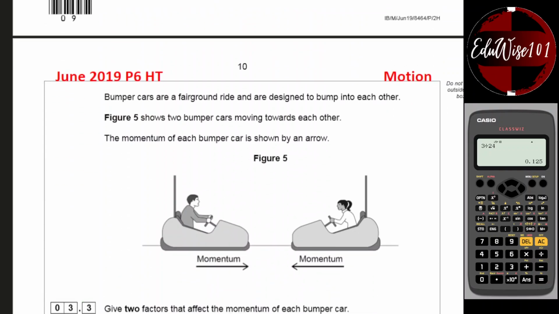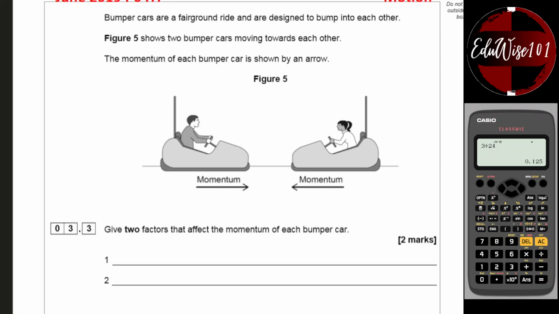Next question. Bumper cars are a fairground ride and are designed to bump into each other. Figure 5 shows two bumper cars moving towards each other. The momentum of each bumper car is shown by an arrow. So you have momentum from left to right for the boy, and the girl is from right to left. They're in opposite directions. Remember, momentum is a vector quantity, so the direction matters.